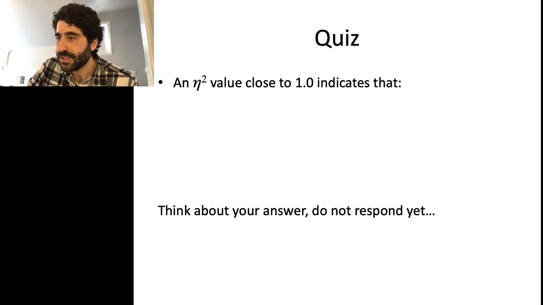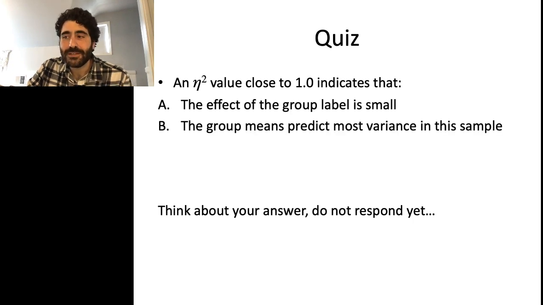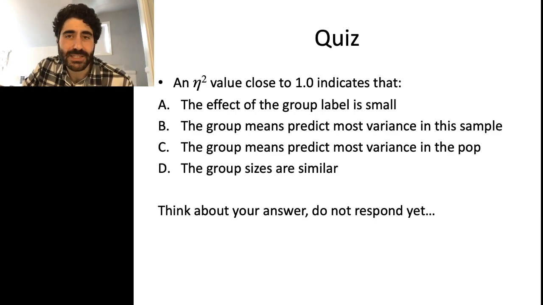Okay, so at least for eta squared, right? This eta squared effect size value, if that value gets close to 1, what does that tell us? A, that the effect of the group label is small. B, that the group means predict most of the variance in the sample. C, that the group means would predict most of the variance in the population. Or D, that the group sizes are similar.